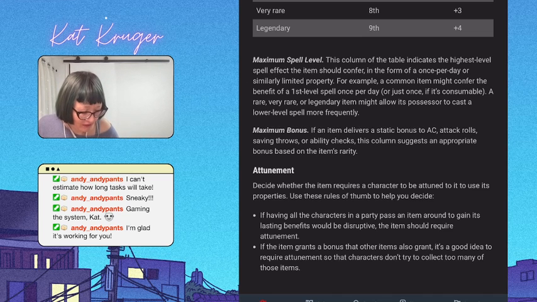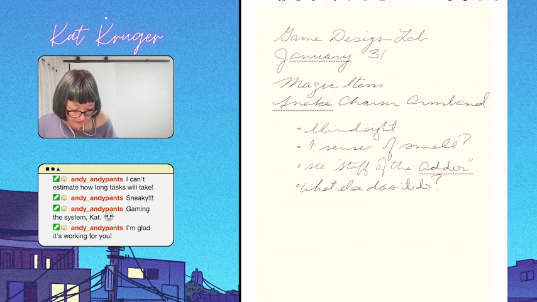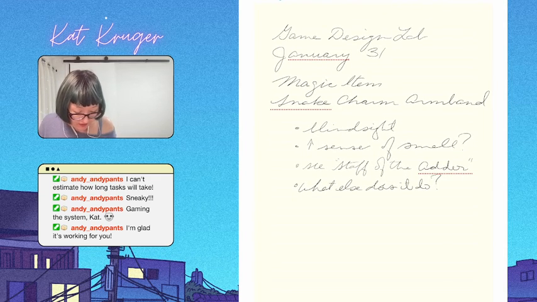So that's just the overview there of if we were designing this specifically for 5e, what are some of the considerations that you have to take into account as a designer. But now we're going to go back to this snake charm armband.